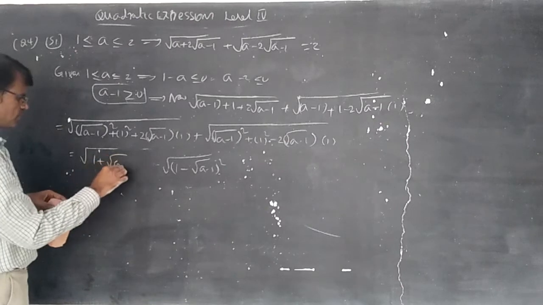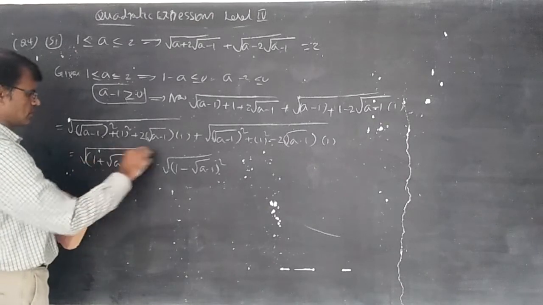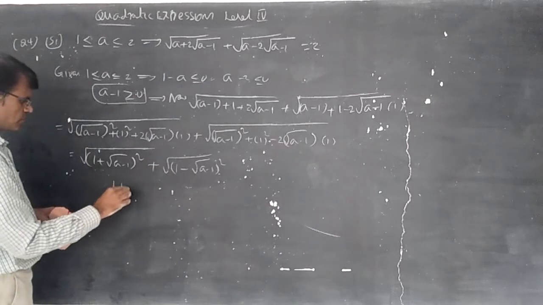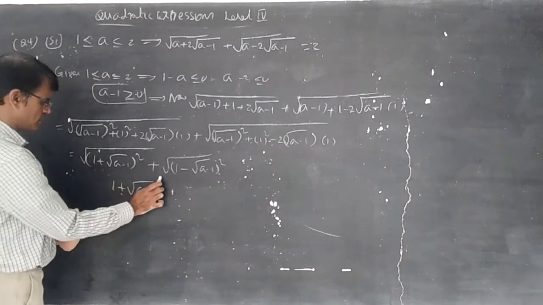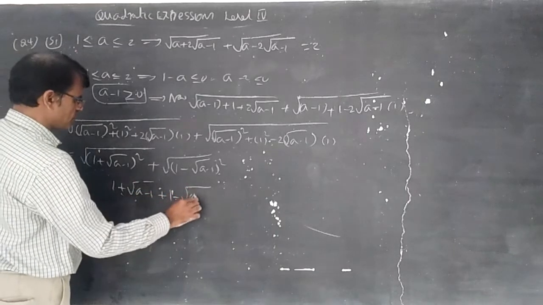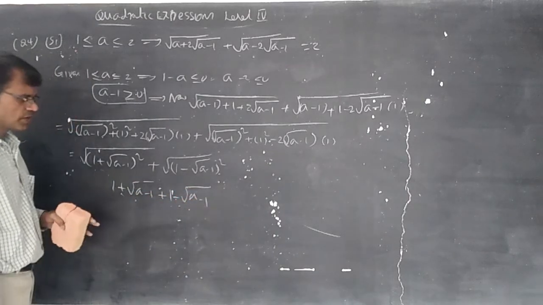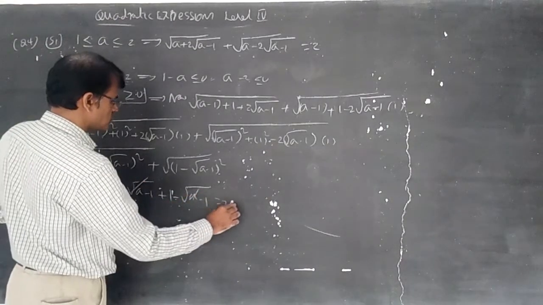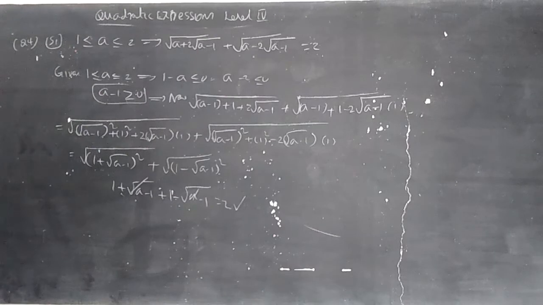1 plus root of a minus 1 whole square. Now write like this, 1 plus root of a minus 1 plus 1 minus root of a minus 1. If you write a minus 1, it is wrong. Now this and this will be getting cancelled. True. It is true.